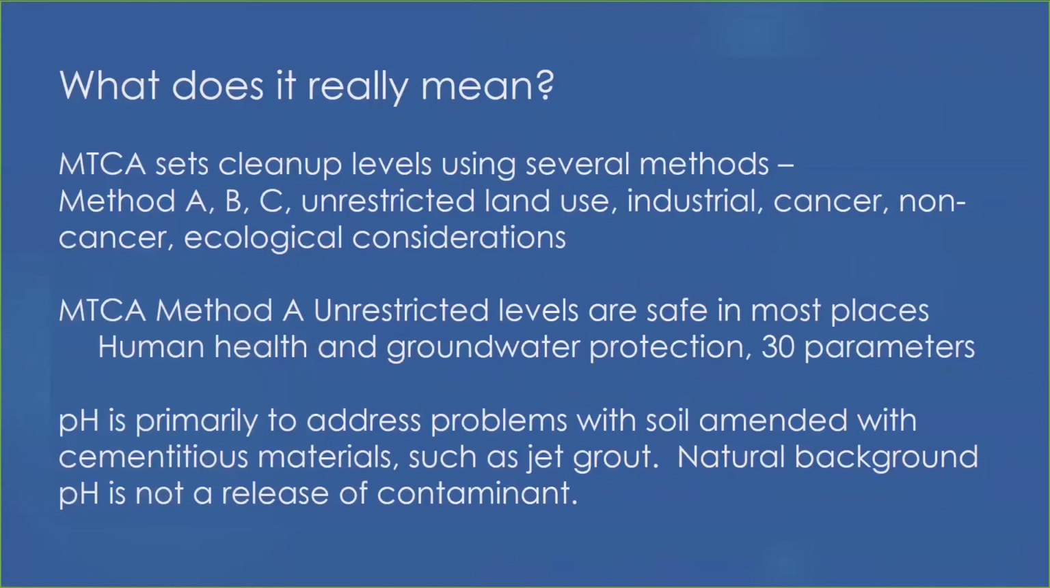So MTCA has several methods for setting cleanup levels, and it's quite a complex rule. There's methods A, B, C, unrestricted land use versus industrial land use, the need in some cases for terrestrial ecological evaluations, accounting for drinking water protection standards. So what does this mean for managing soils affected by release of a contaminant? By and large, MTCA Method A for unrestricted land use, the cleanup levels set for those are going to be safe in the vast majority of places.